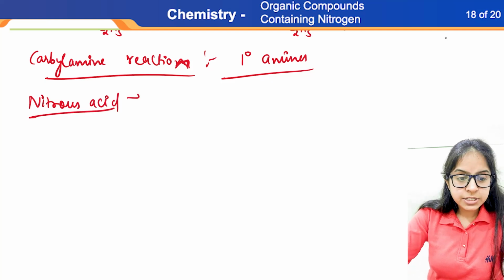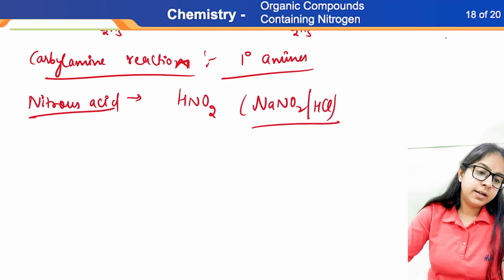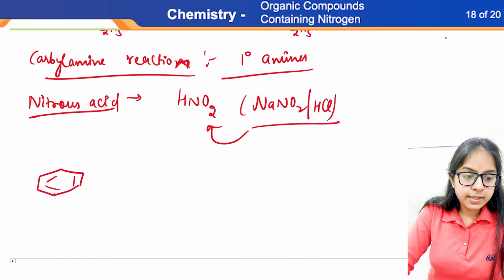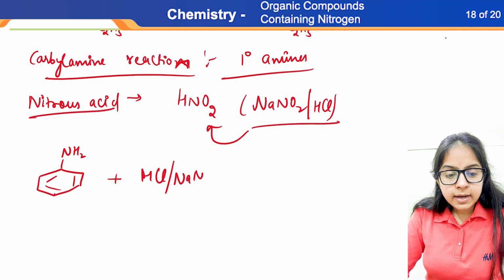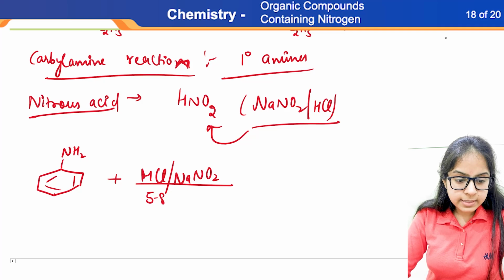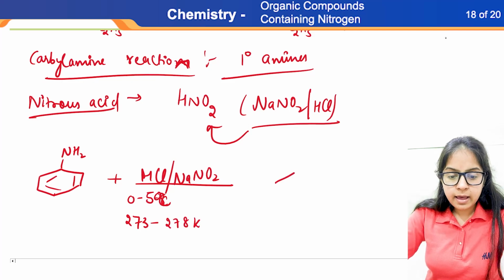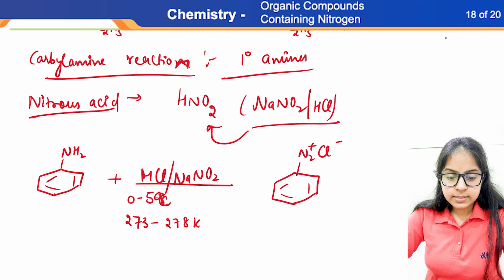Nitrous acid is HNO2. How is it formed? From NaNO2 and HCl, you are going to get HNO2. Now, if I have aniline reacting with HNO2 or NaNO2 and HCl, remember that the temperature here should be very low, 0 to 5 degrees Celsius, or 273 to 278 Kelvin. You will get an aromatic diazonium salt, N2 positive plus Cl negative.